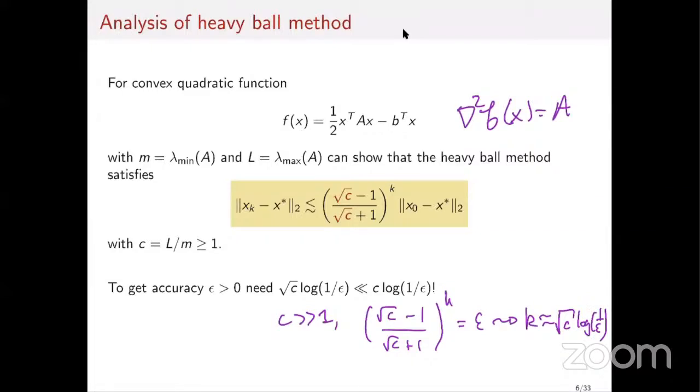Which is what I mentioned last time. And as I mentioned, this can be much smaller than c log 1 over epsilon when c is big. As I said, c is in the range of 1,000, 10,000, and so on, which can be quite typical in applications.